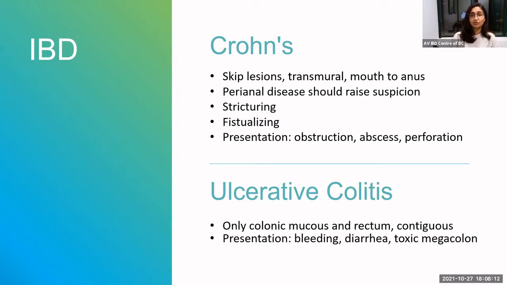As you're probably aware, Crohn's and ulcerative colitis are on a spectrum, and ulcerative colitis only affects the mucosa of the colon and the rectum, and usually the anus is spared. It's a contiguous process, so it usually affects the bowel in a continuous pattern, and these patients usually present with bleeding, diarrhea, or toxic megacolon.